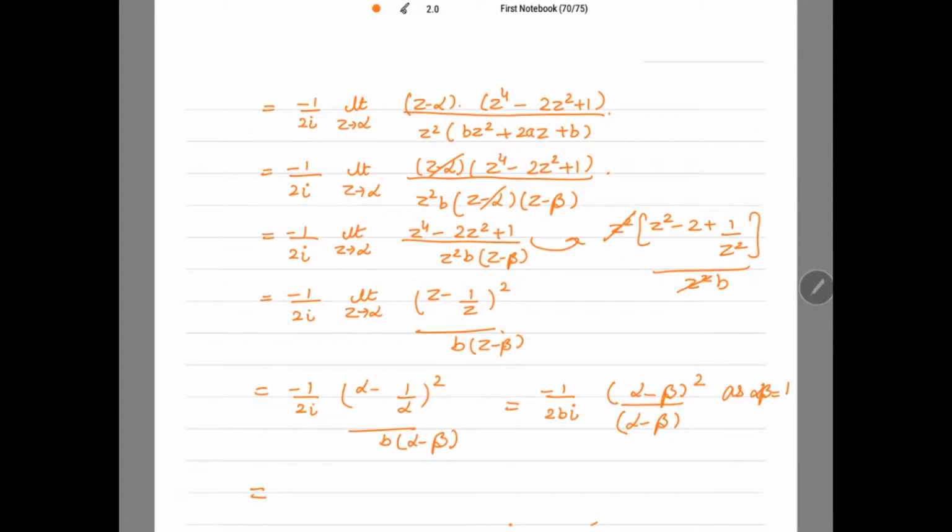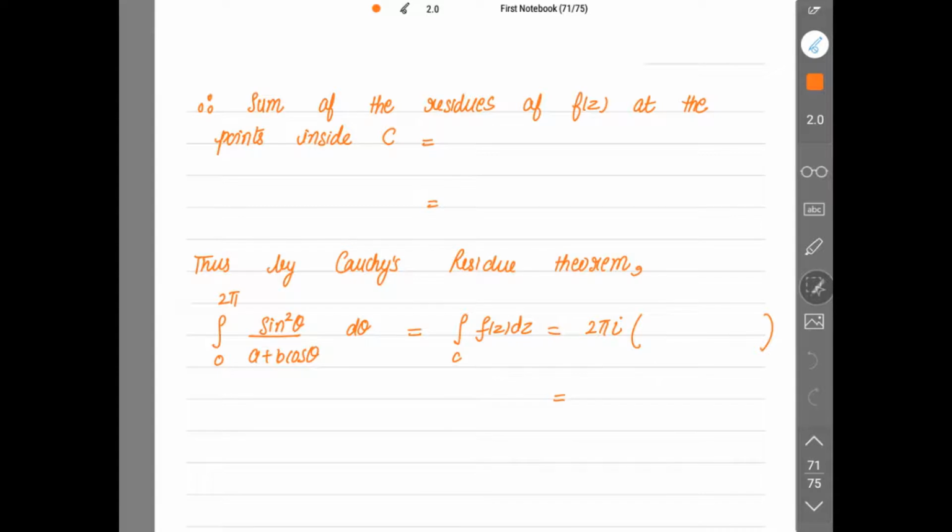And when you solve the difference of the roots, you will get the answer as iota square root of a square minus b square over b square. So I am having the residue of fz at z equal to alpha as this. Now taking the sum of the residues of fz at the points inside the circle, for the point alpha plus for the point 0 of order 2.